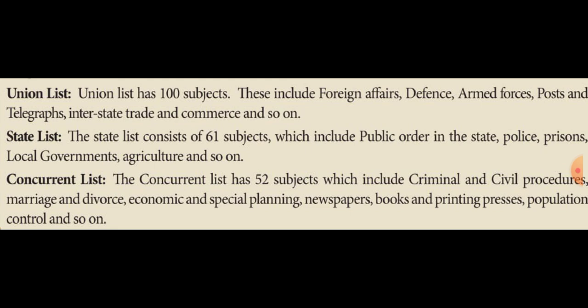Then the state list. The state list has 61 subjects. It includes public order in the state, police department, prisons, local government, agriculture, etc. Then the concurrent list has 52 subjects. It includes criminal and civil procedures, marriage and divorce, economic and social planning, newspapers, books, printing press, and population. So three types of lists are there: union list, state list, and concurrent list.